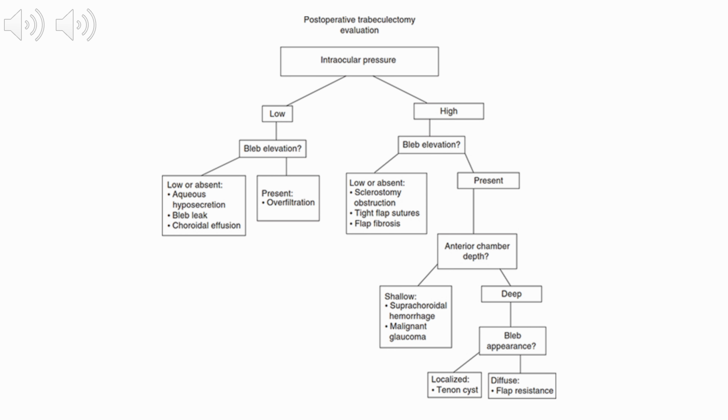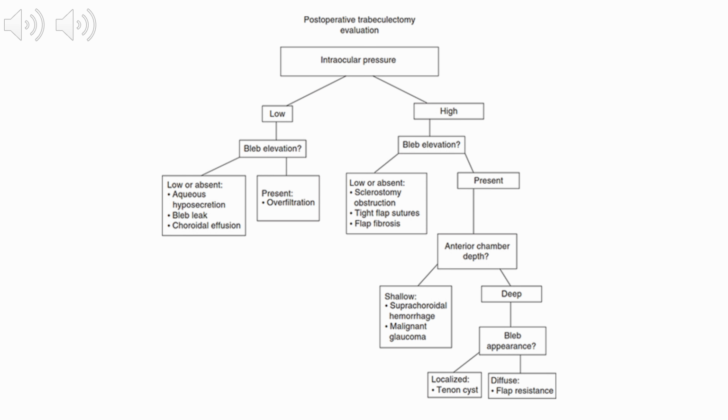When evaluating a postoperative trabeculectomy, the first branch point is simply the intraocular pressure. If the IOP is low, the next question is whether the bleb is elevated. If the bleb is flat or barely elevated, think aqueous hyposecretion, a bleb leak, or choroidal effusion, all causes of low flow entering the subconjunctival space. If the bleb is elevated with low IOP, that's classic overfiltration, where resistance under the flap is too low.